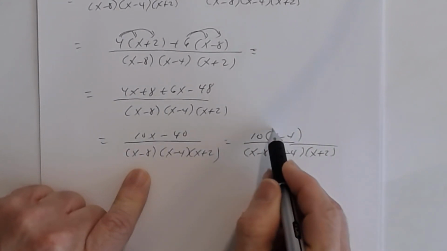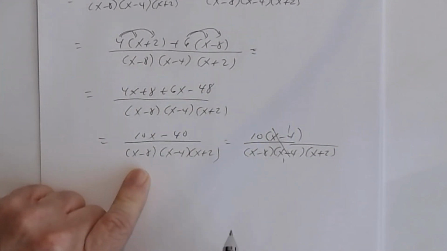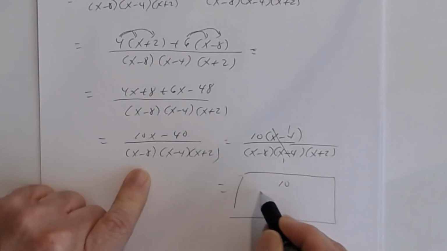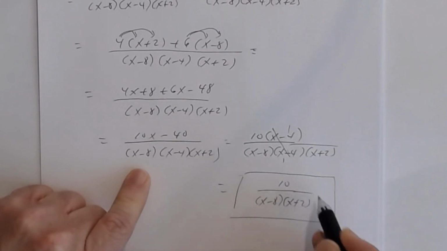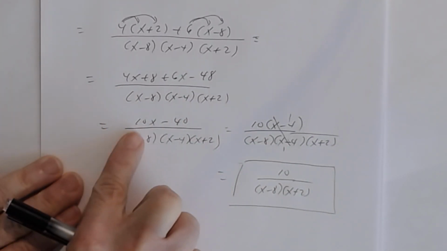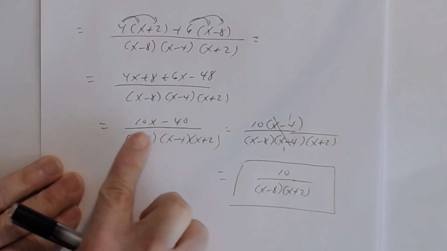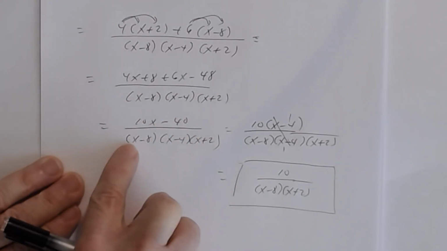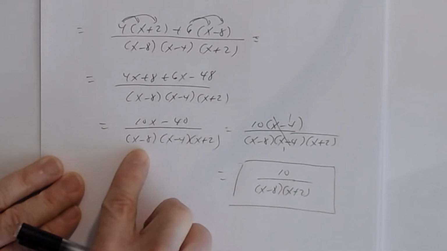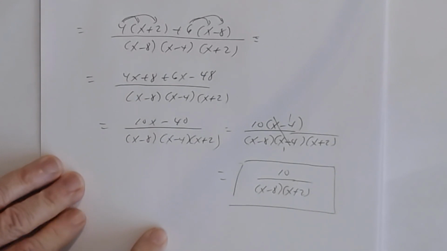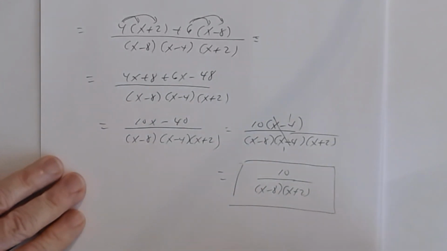And now notice I can reduce the x minus 4's, and so your answer is 10 divided by x minus 8, x plus 2. All right, so once you get to that point, you're not done. You've got to factor, you've got to reduce if you can. And you've got to remember, you've got to factor the numerator. The denominator will always already be factored. And if you can factor and you can reduce, then go ahead and do so. All right, so that's the answer to that one.